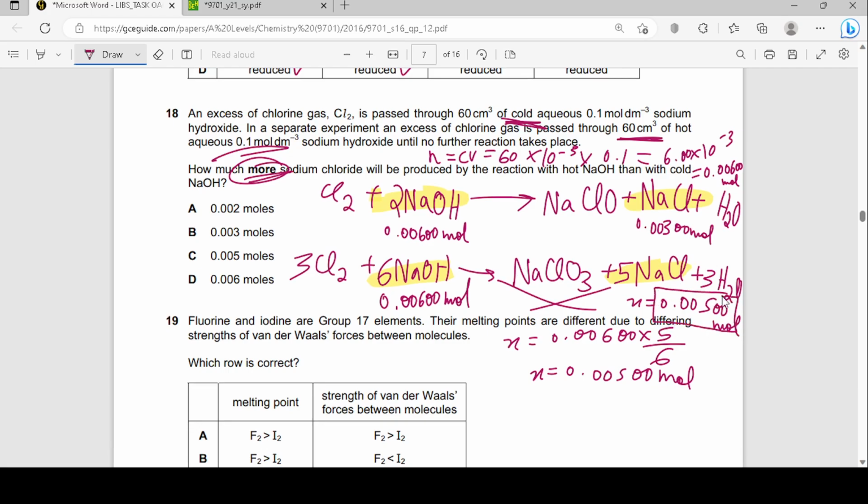So 0.00500 minus 0.00300 will give you 0.00200 moles, right? So that is going to be A. So A would be our answer. Okay.